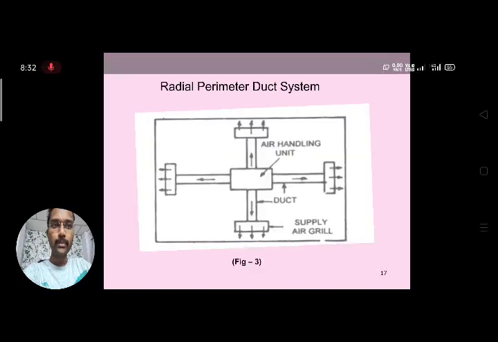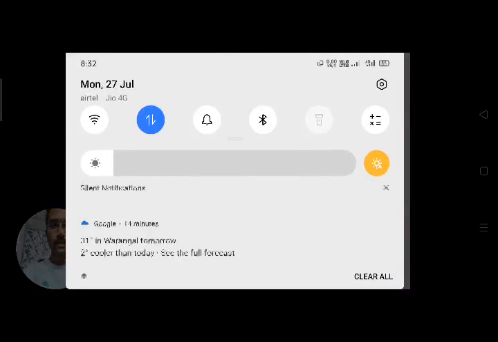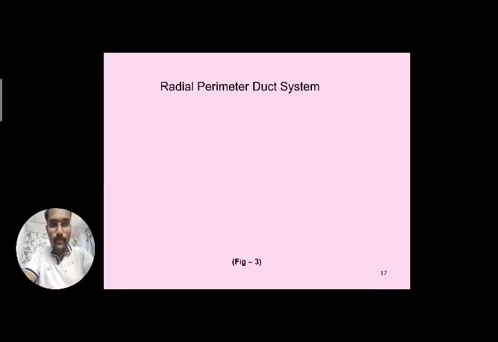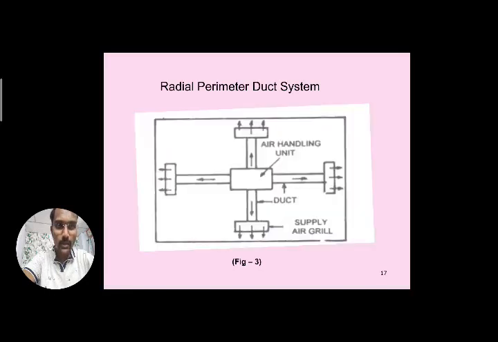This is the radial perimeter duct system. So, continuing with the duct systems based on their arrangement, the next one is the radial perimeter duct system. Here we see the line diagram of a radial perimeter duct system. Just by looking at the diagram, you can understand the simple arrangement here.